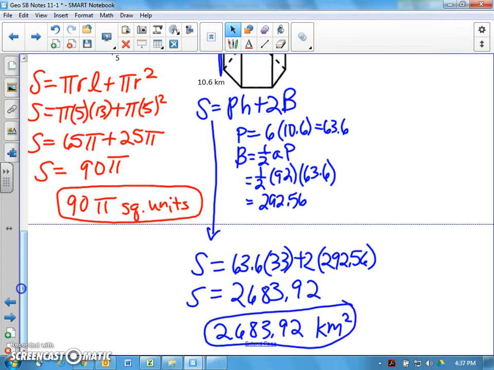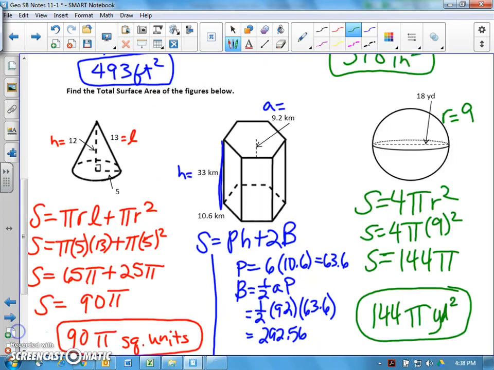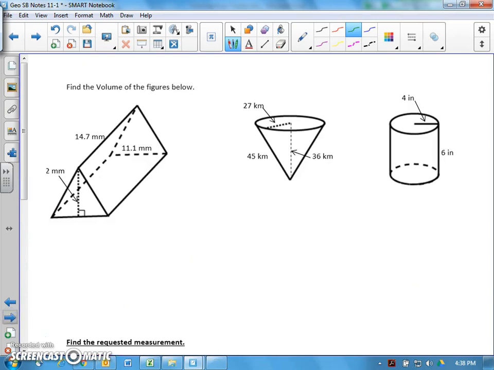I want you to stop the video now and go do the surface area of a sphere. Notice that there's only one formula because we can't do lateral surface area because a sphere doesn't actually have sides. So stop the video, do your total surface area of the sphere, and then start it to make sure that you're correct. And you should be getting 144 square yards. Okay, so let's go on to the last page now.